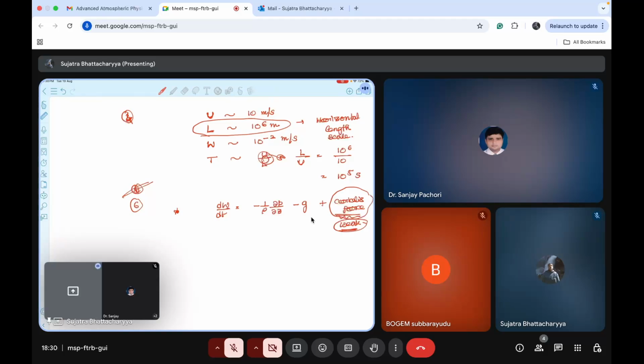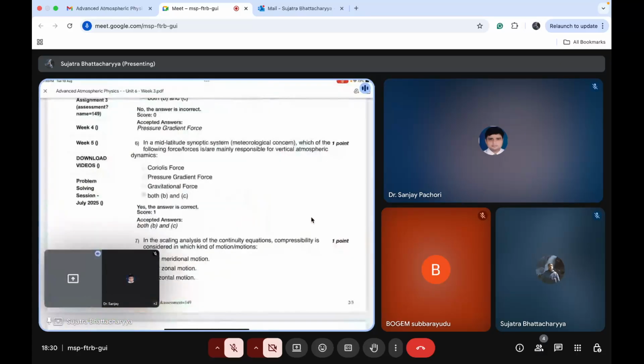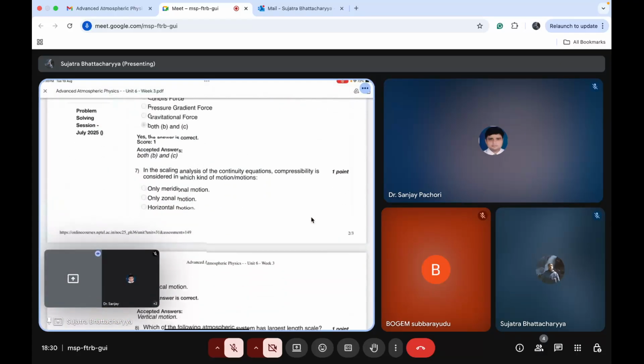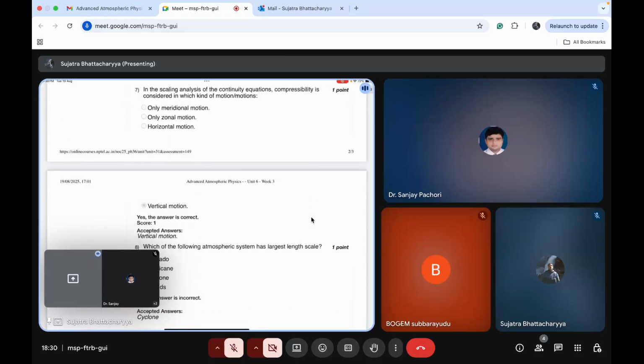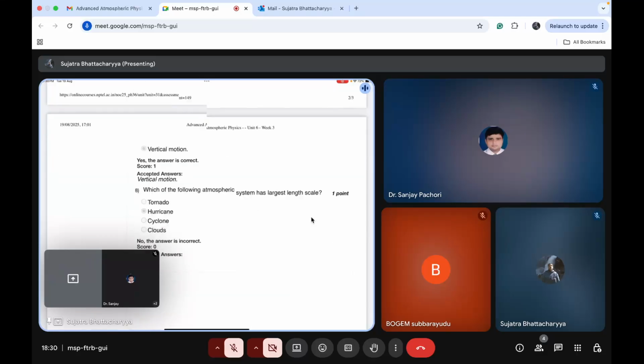Okay, so this is one of the things. So it's pressure gradient and gravitation, both B and C. In the scaling analysis of continuity equation, compressibility is considered in which kind of motions? So it will be in the vertical motion. We will see today. I have not covered this.